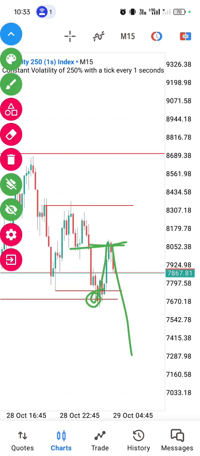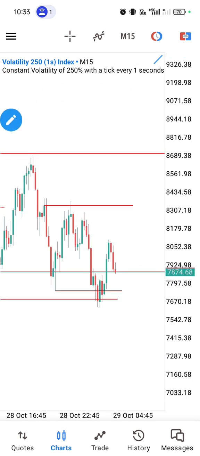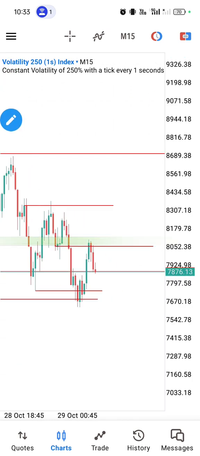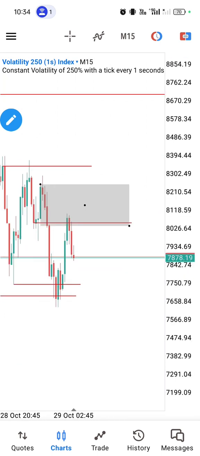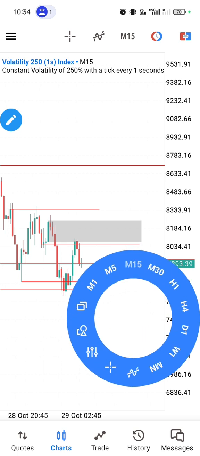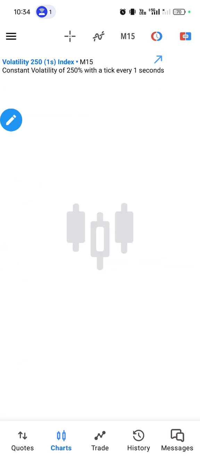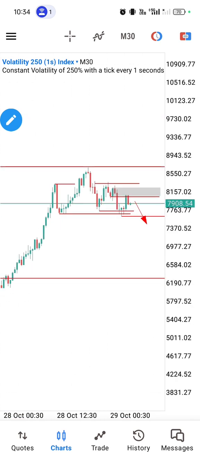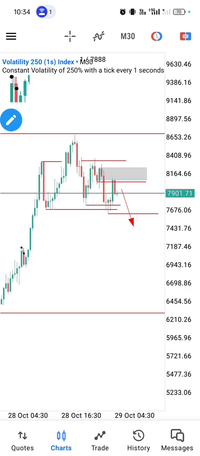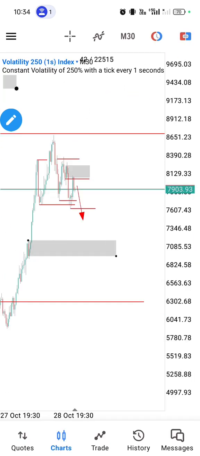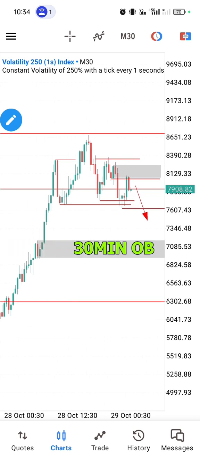but I could see price was respecting that 15-minute order block. You can see there's that 15-minute order block and price is reacting off of it. So that's why I think I decided to sell it right there. And of course the aim is for price to reach down to the sell side liquidity, and there's a huge inefficiency and price will hit the 30-minute order block.